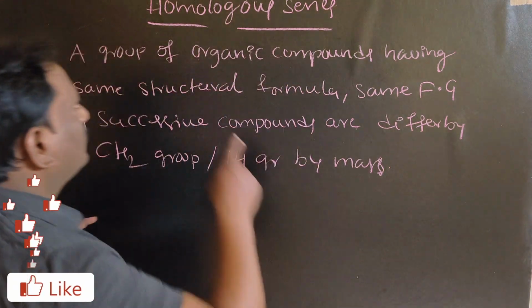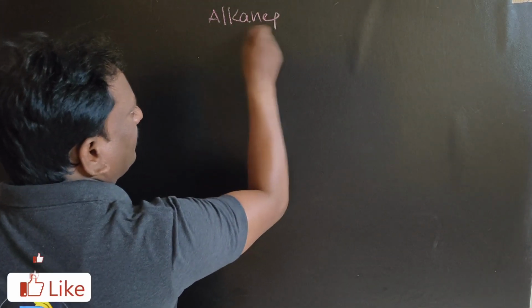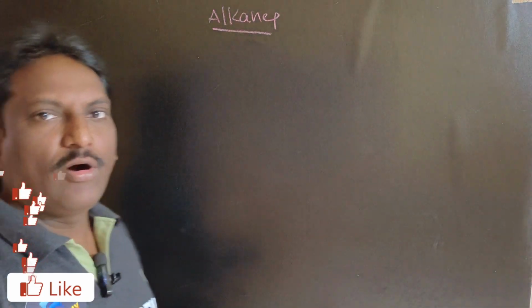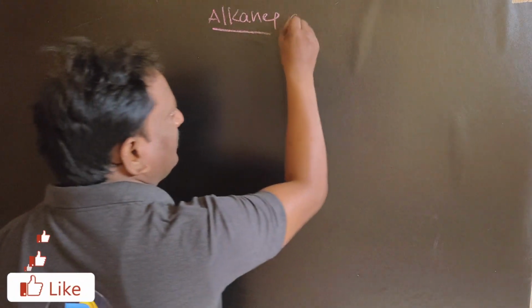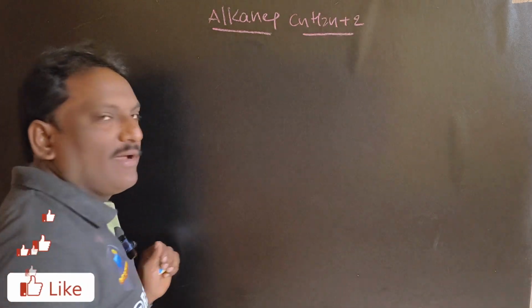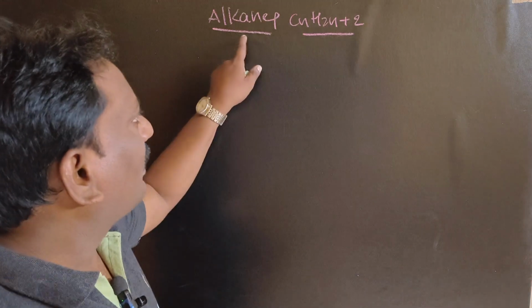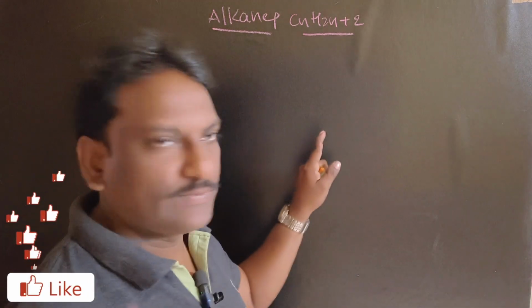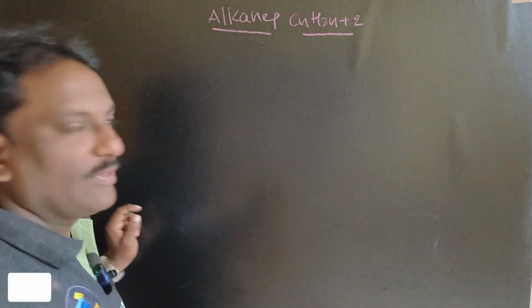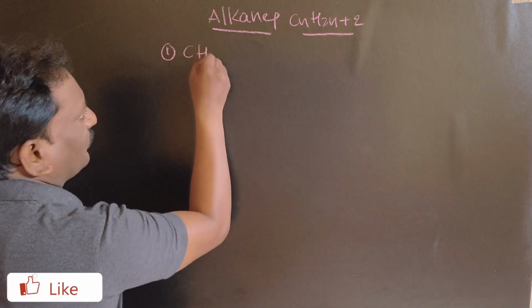Is it clear to you? Make a note. Homologous series: alkanes. The alkane general formula is CnH2n+2. You must have learned this in the case of hydrocarbons. I have given a clear picture in that video, so please go through it. Alkanes start with the first carbon onwards, so the first member of alkane is methane, formula CH4.